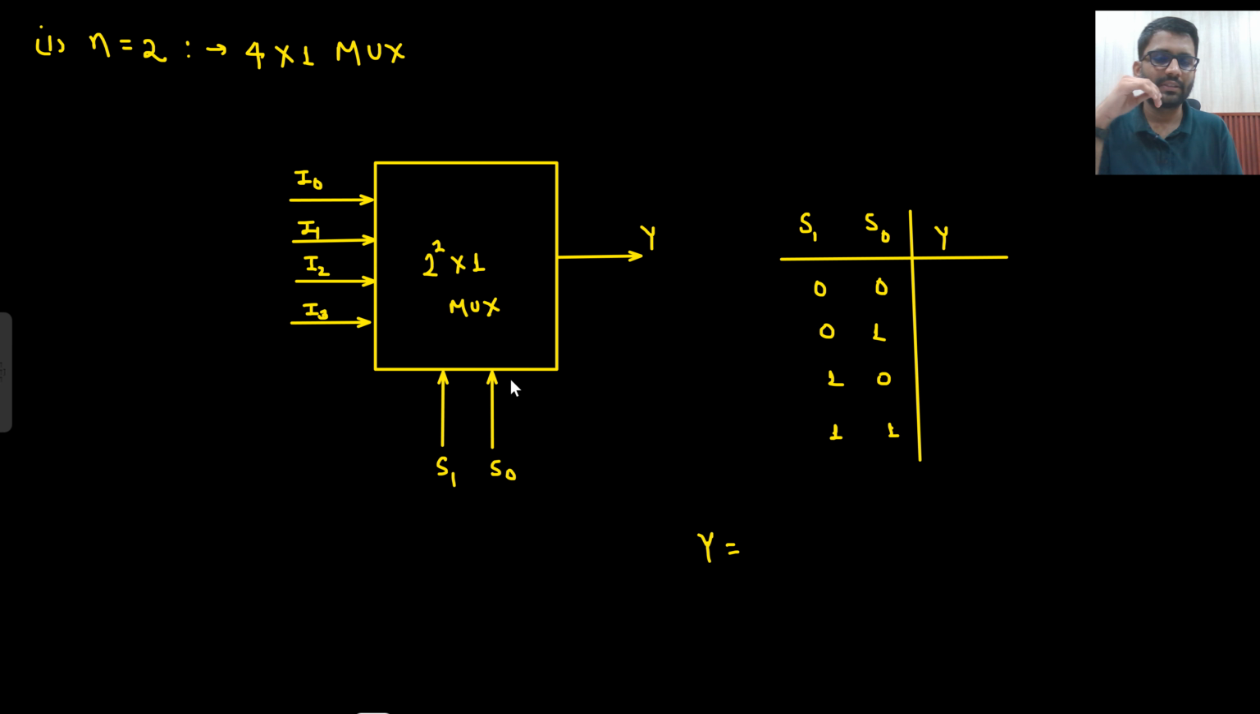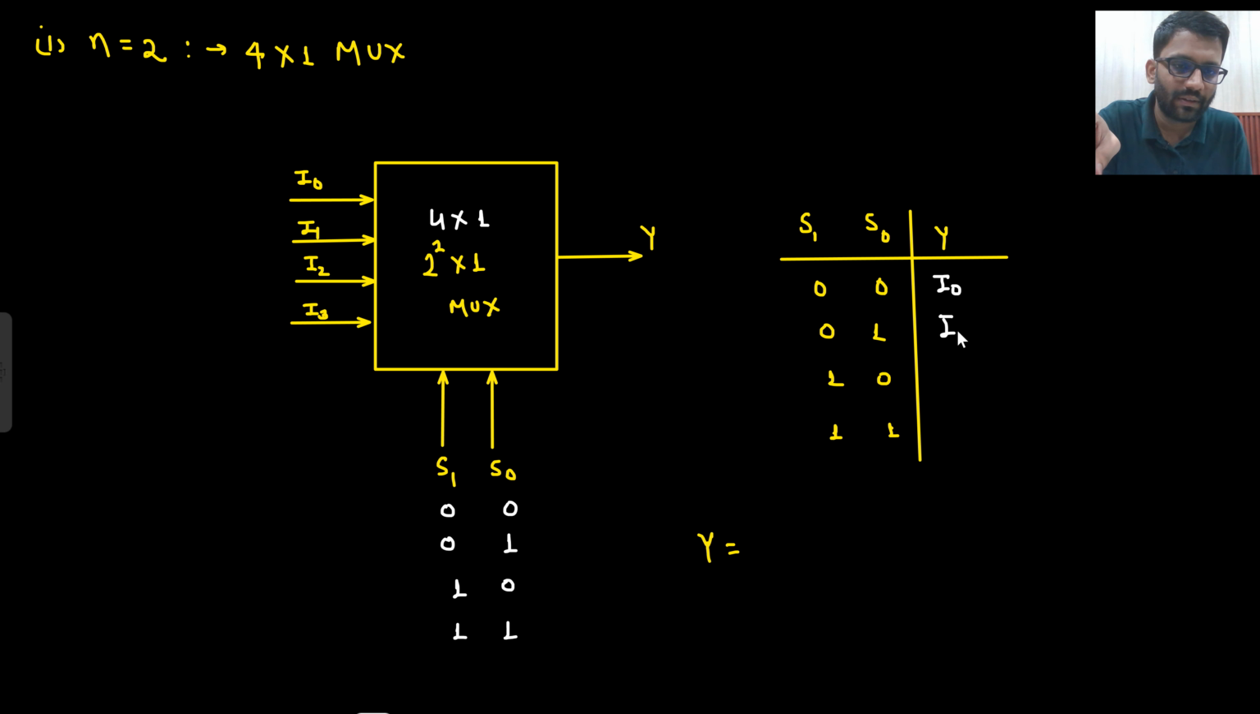What about a 4 cross 1 MUX? What do you think? It will have 2 select lines, because this is a 4 cross 1 MUX. 4 will be inputs, 1 will be output, and select lines will be 2, because it is 2 to the power 2. So these can also vary. These can be 0 0, 0 1, 1 0, and 1 1. If these two are 0 0, then the output will be I0. If these two are 0 1, that means the decimal equivalent is 1, so the output will be I1. If these two are 1 0, that means the decimal equivalent is 2.